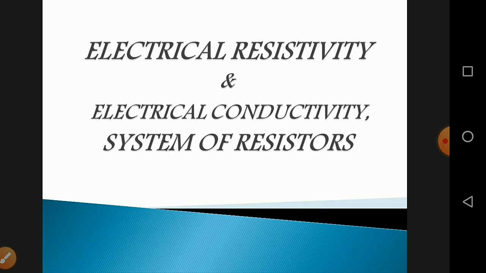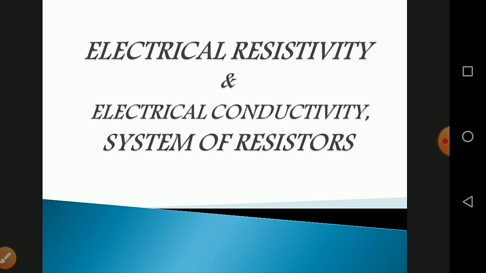So, today we discuss the topic of electrical resistivity, electrical conductivity, and system of resistors. Yesterday we learned about electrical potential and electrical potential difference, that means potential difference, Ohm's law, and resistance of a material. Today we discuss electrical resistivity and electrical conductivity, and the next topic is the system of resistors.